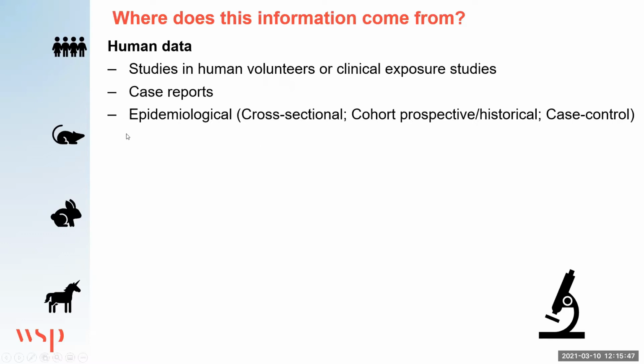We also can source data from epidemiological studies. I won't delve into these now. That's another pretty deep, complex study that we can discuss at another point. But some of those you might be aware of: cross-sectional, cohort, prospective, looking forward, historical, and case control. So they're the main sources of human data.